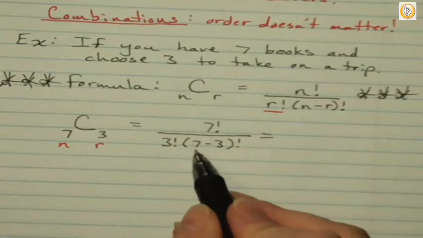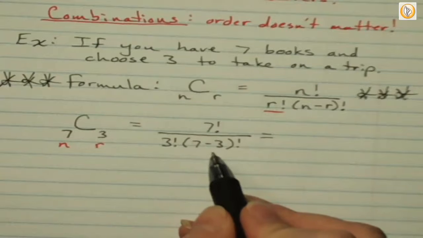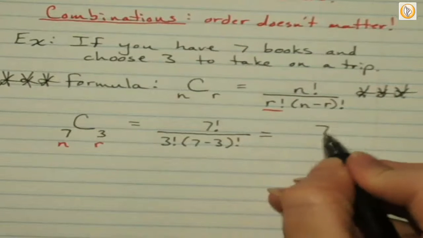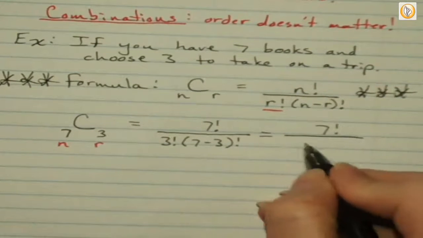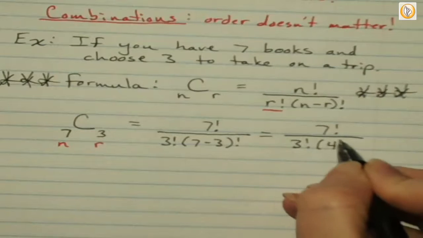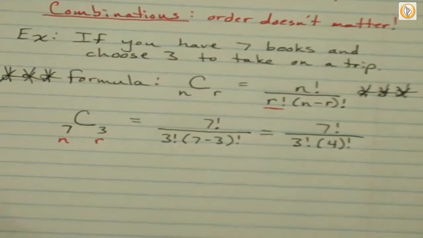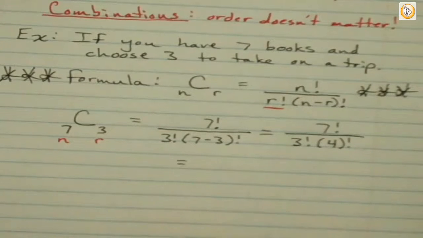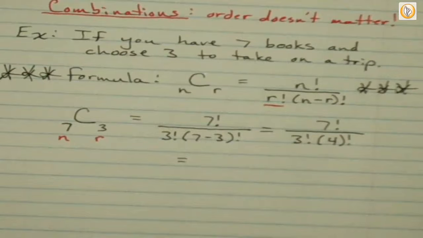Okay, so Joseph, what is 7 minus 3? 4. Okay, so now I have 7 factorial over 3 factorial times 4 factorial. Do we all understand that? All right, now here's where it gets crazy.